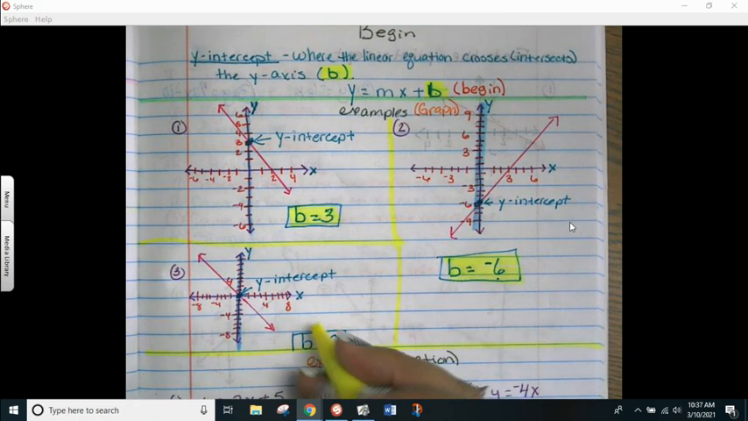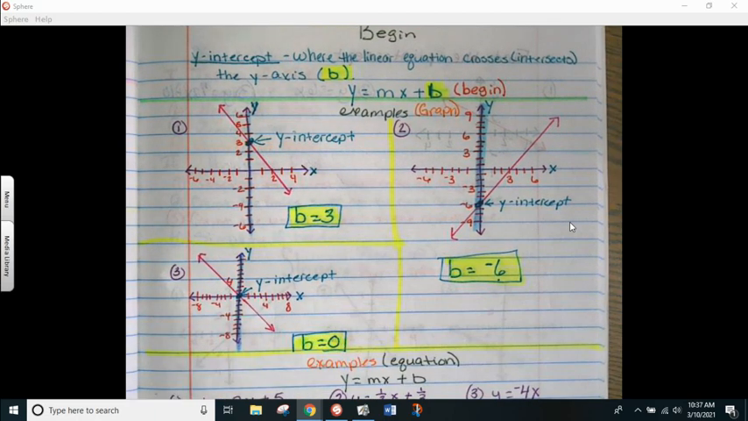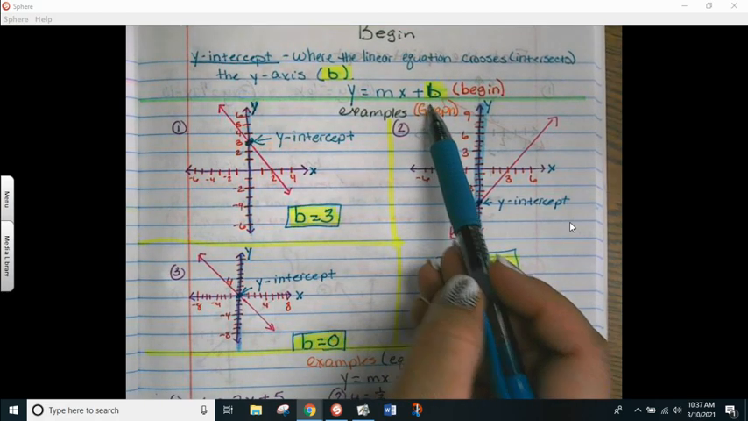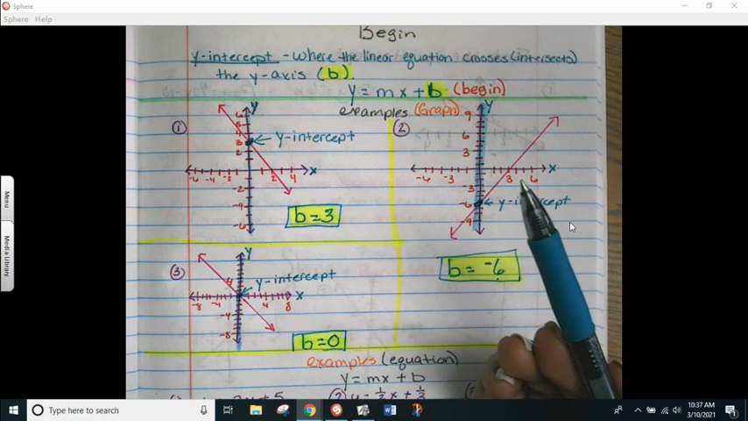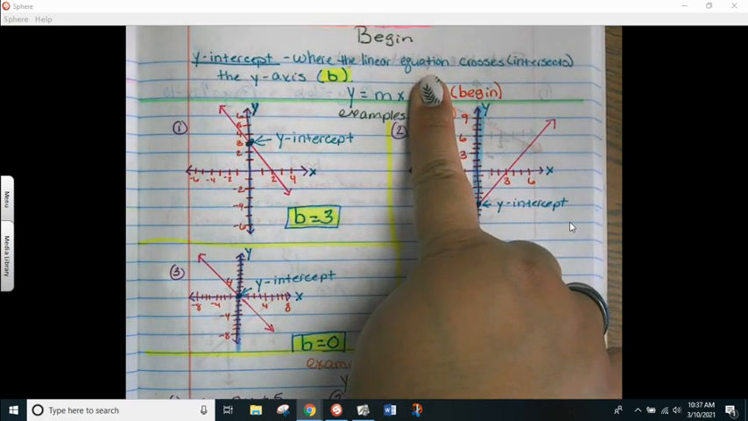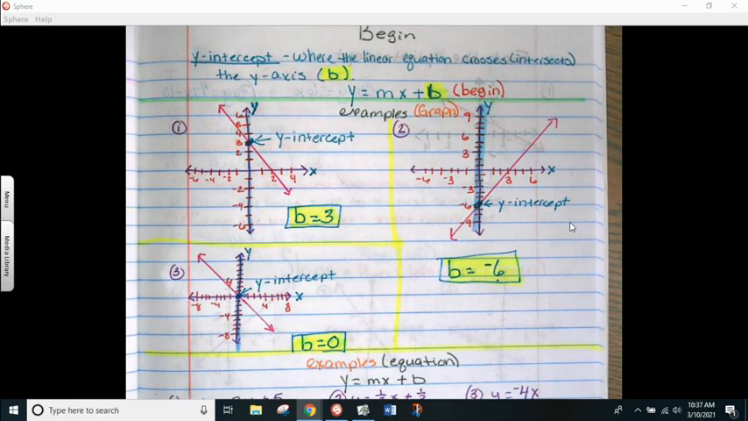Okay, it's 0. But if I put this number in place of b, it'll be plus 0. And mathematically, I don't really have to put plus 0. So if you just see an equation like this, that means you're adding 0. That means it's going right through the origin.